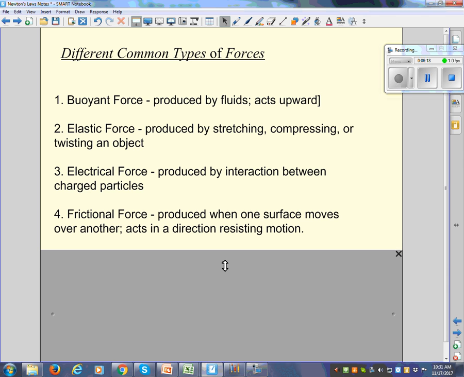Friction is a force produced when one surface moves over another, and it acts in a direction resisting motion. There has to be two surfaces in contact, and it always acts in a direction resisting motion. Does there have to be motion for there to be friction? No, because it says friction is produced when one surface moves over another. Oh, correct.